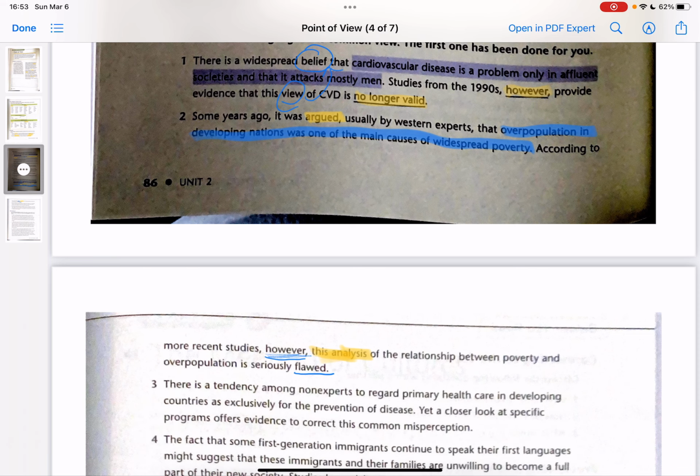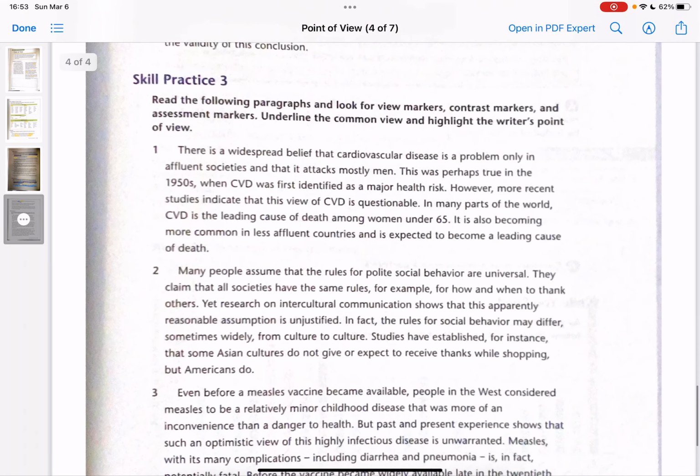Go ahead and try the rest of the exercises on your own, and then when you finish that, go ahead and try skill practice 3. Now, I'm not going to do one of these with you, but you're looking for everything. You're looking for view markers, you're looking for contrast markers, assessment markers, and you're looking for the common view and the writer's point of view.